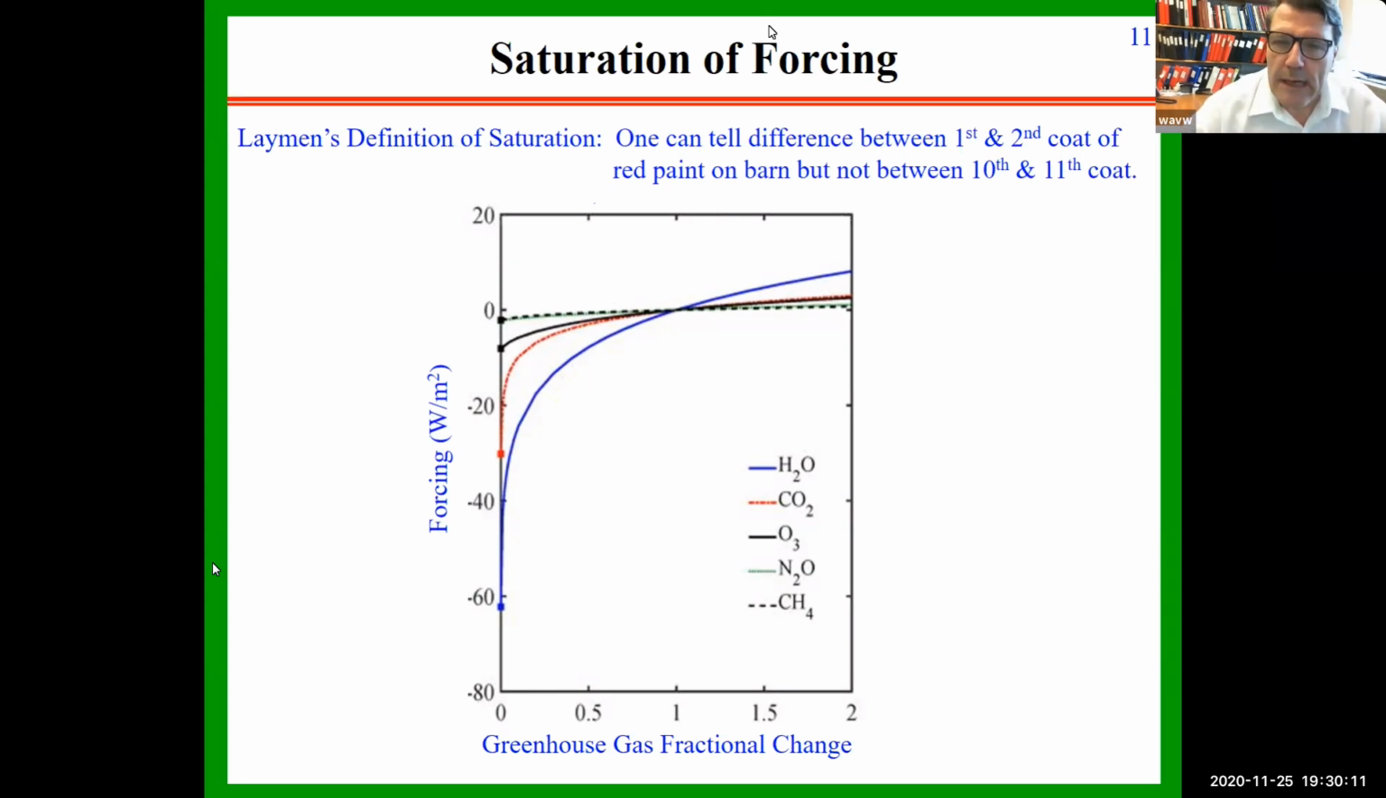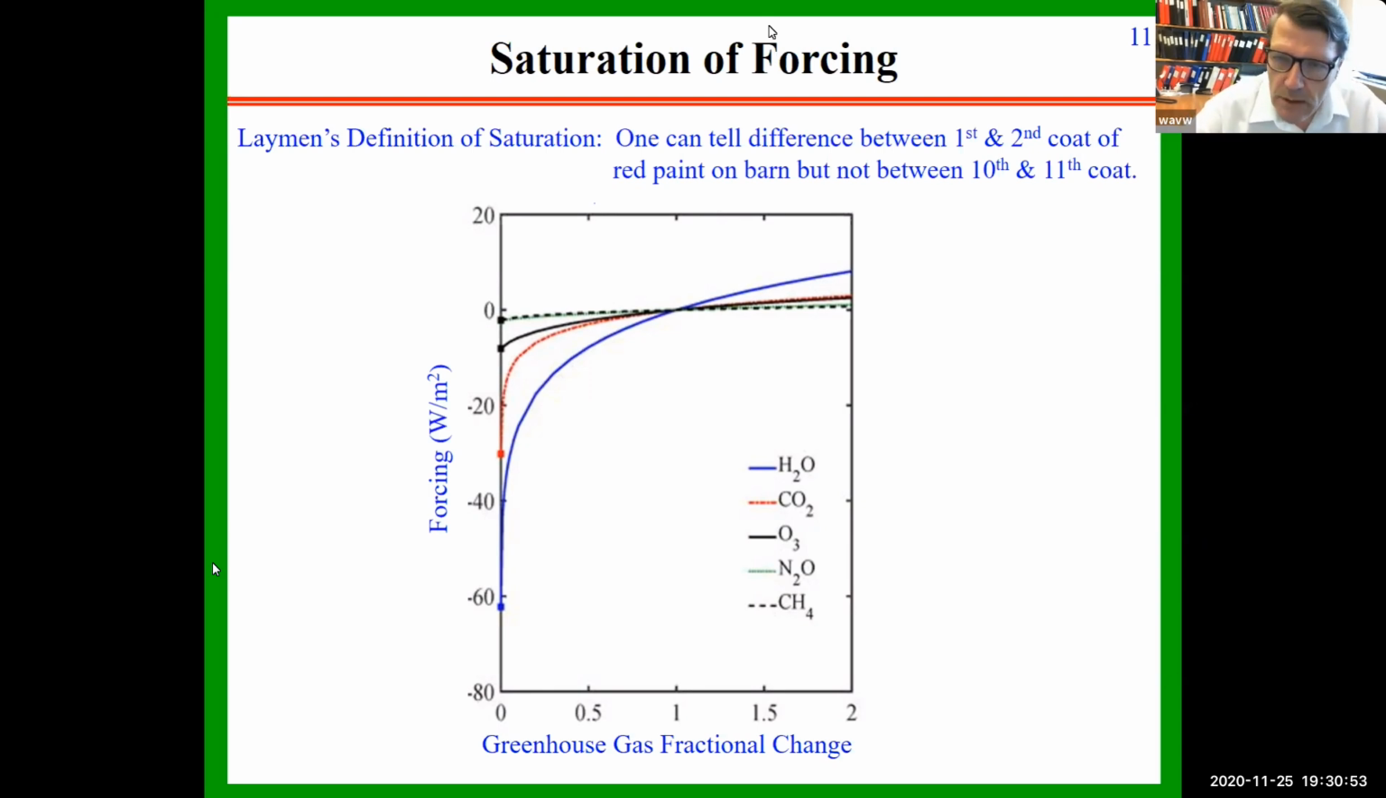So what we show in the graph here is forcing plotted on the vertical axis, so you can think of this as the amount of heat, versus the change in the greenhouse gas concentration on the horizontal axis. So 0 here means no greenhouse gas. 1 means our present day greenhouse gas concentration. So in the case of CO2, 1 means 400 parts per million. 2 means you double the greenhouse gas. So in CO2, it means 800 parts per million.